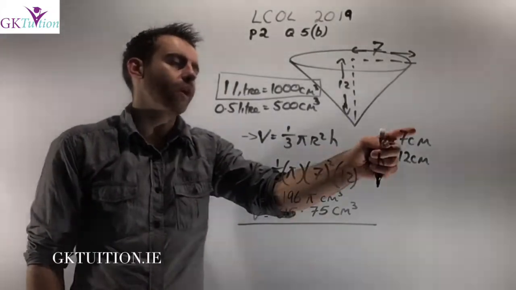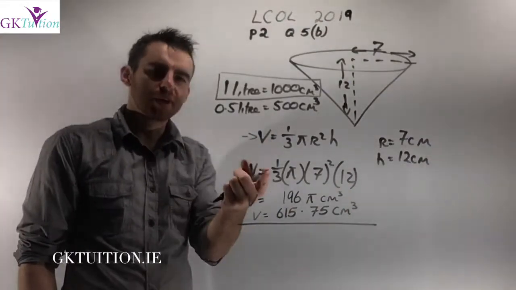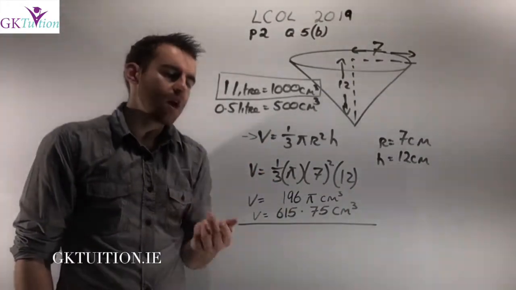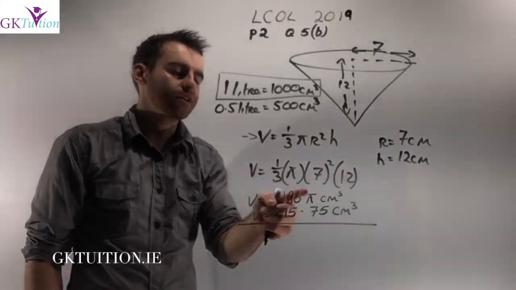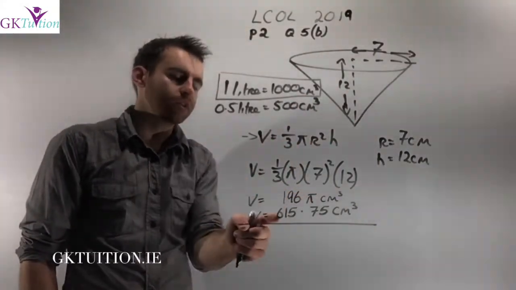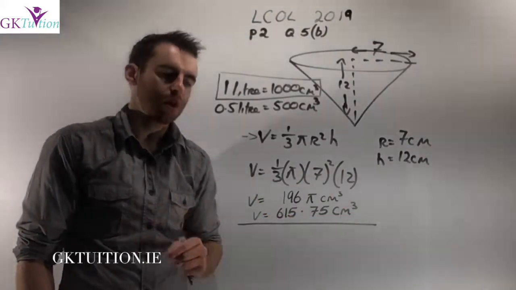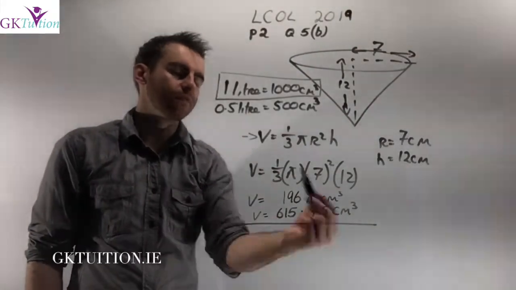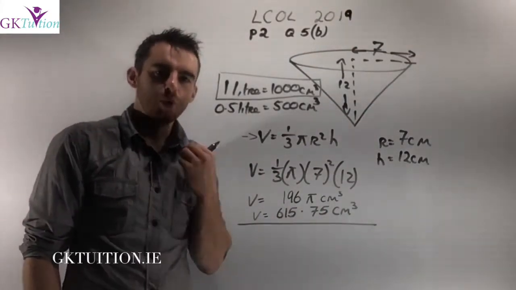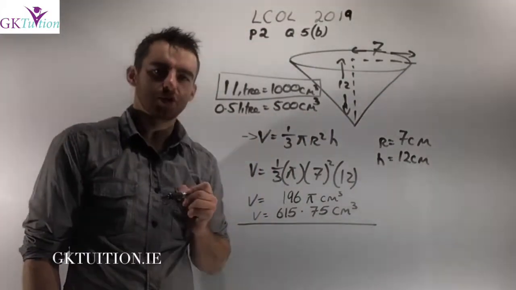In this case, I know the radius is 7 centimeters, the height is 12 centimeters. If I plug into the formula from my maths tables, I end up working out that the volume of this cone is 196 pi, or in other words, 615.75 centimeters cubed. So the volume of the inverted cone is 615.75 centimeters cubed, and water is being poured into the cone at a rate of 500 centimeters cubed per minute.